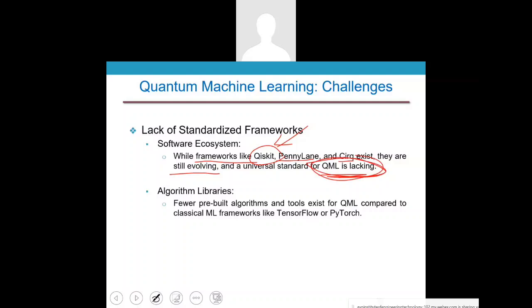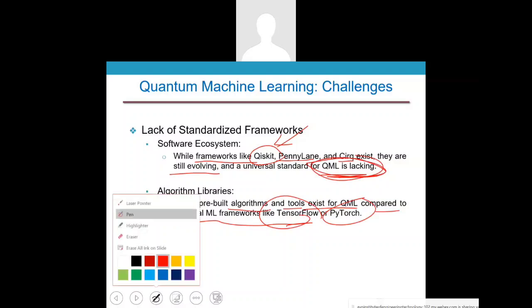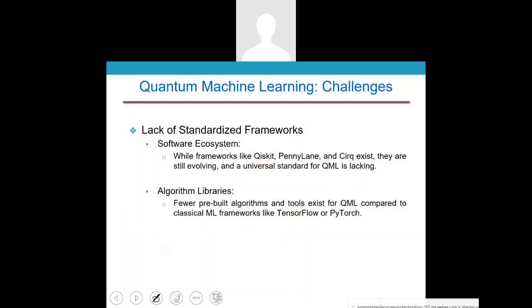Algorithm libraries: fewer pre-built algorithms and tools exist compared to classical machine learning frameworks like TensorFlow and PyTorch, which are popular frameworks and libraries. Comfortably, you can use them to model the data and extract interesting patterns from it. Like that, we need well-established libraries.